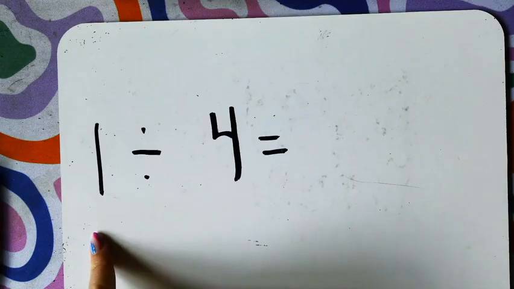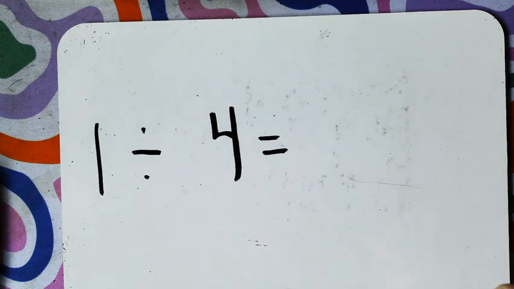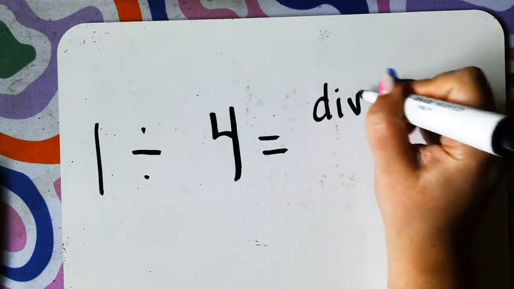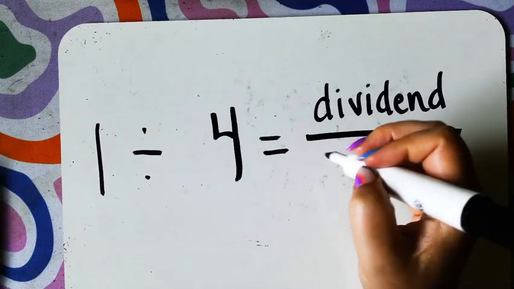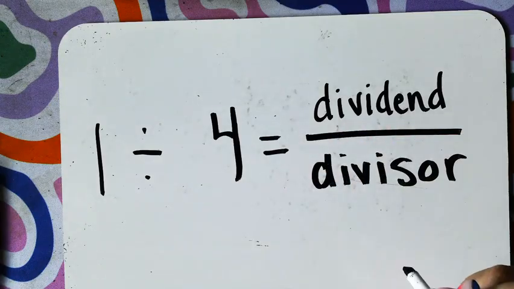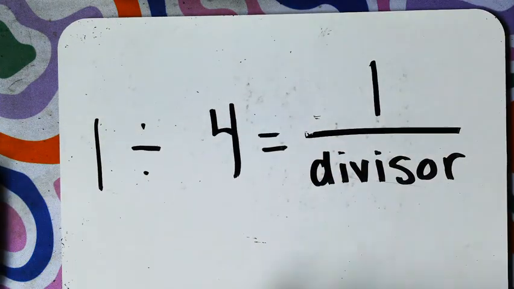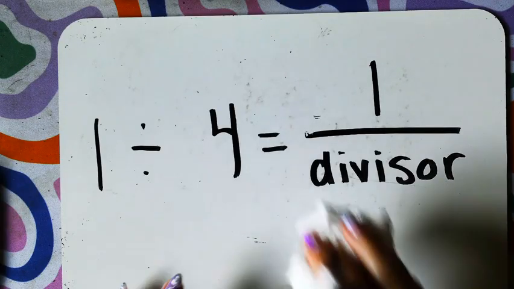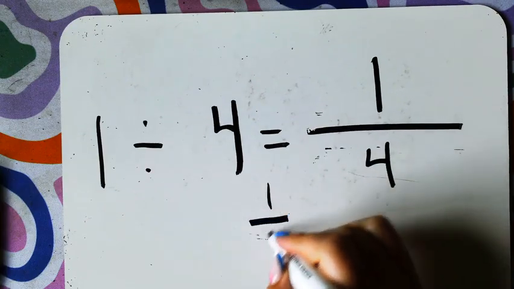In this problem, 1 is my dividend and 4 is my divisor. When I turn that into a fraction, I'm going to make sure that my dividend becomes my numerator and my divisor becomes my denominator. So in this problem, I would write my answer as 1, my dividend, 4, my divisor, and I end up with 1/4.